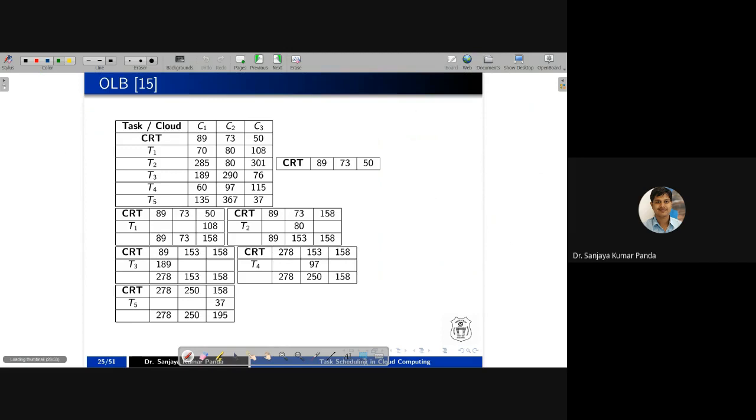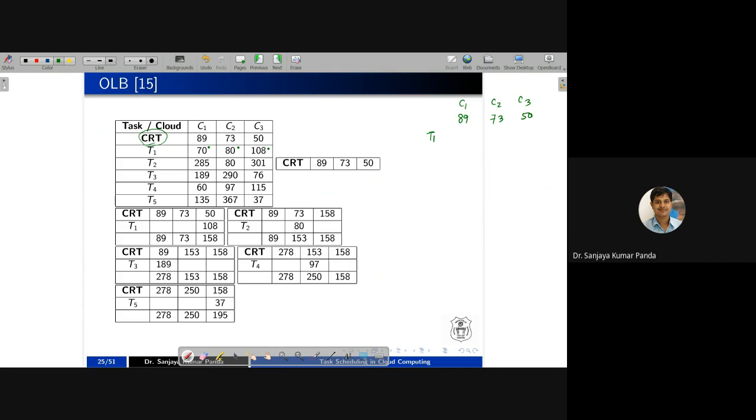Here you can see another example. The same example, I have just changed the data. Here I consider the cloud ready time, which I represent as CRT, that is 89, 73, and 50 respectively. So you can write C1, C2, C3. Now the first task T1 takes 70, 80, and 108 units of time in 3 different clouds.